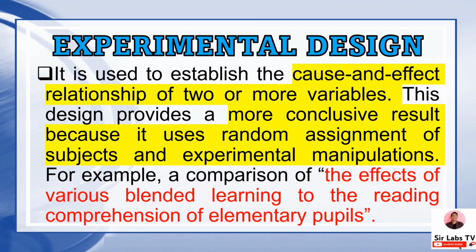Last design is the experimental design. It is used to establish the cause and effect relationship of two or more variables. This design provides a more conclusive result because it uses a random assignment of subjects and experimental manipulations. For example, a comparison of the effects of various blended learning to the reading comprehension of elementary pupils. The example presented has two variables, the blended learning and the reading comprehension. It establishes the cause and effect relationship of the two variables mentioned.